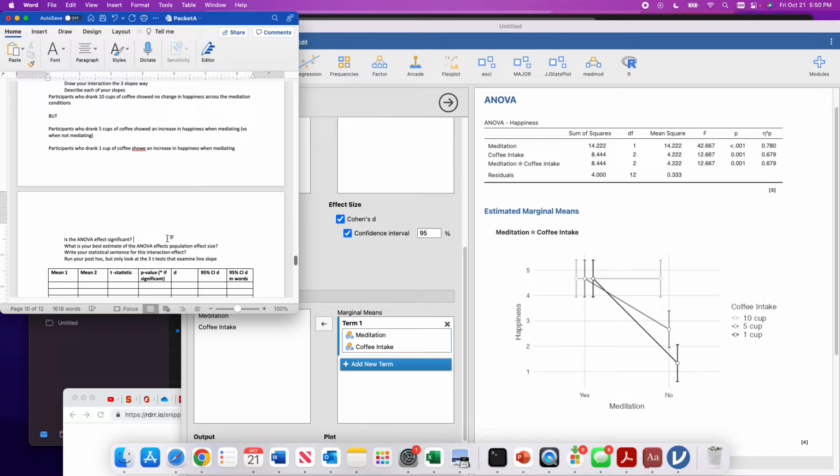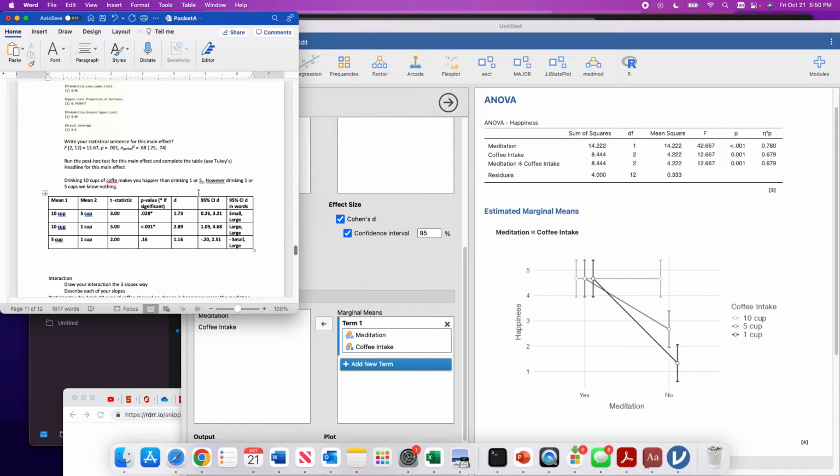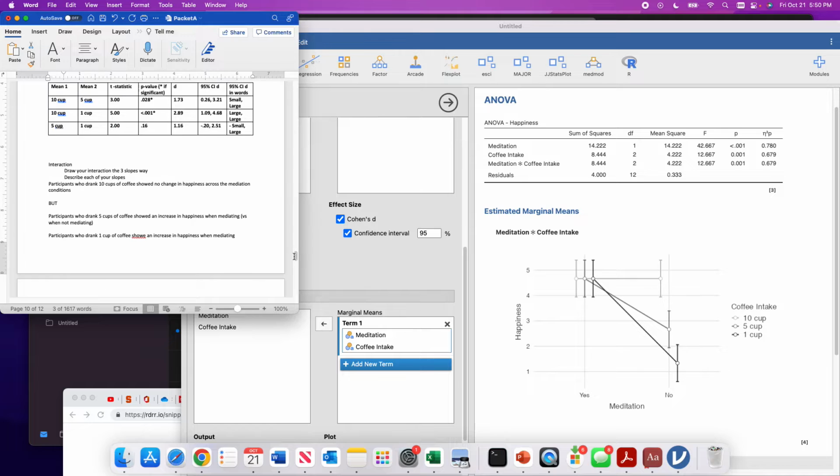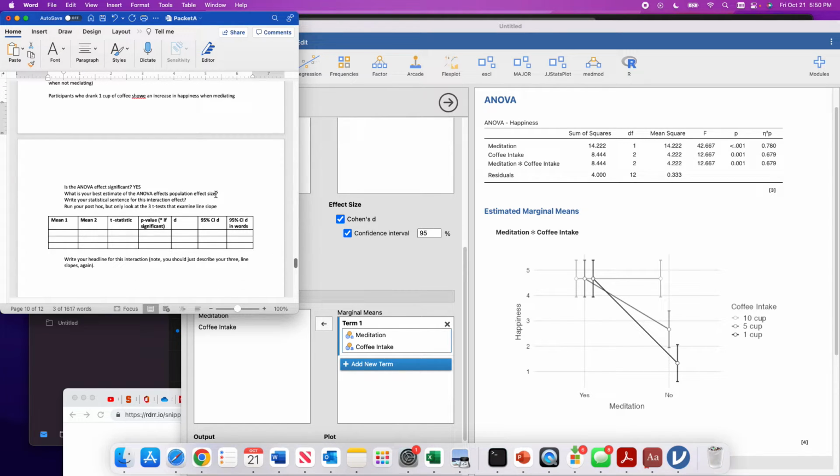Is the ANOVA effect significant? Yes. What's your best estimate of the ANOVA effect's population effect size? So this one's going to require me to go out and do this again. The good thing is though, is that this has 2 and 12 degrees of freedom with an F of 12. And you can see that the partial eta squared is exactly the same. So I'm not going to redo everything I did before. I'm just going to steal my partial eta squared for my previous main effect. There we go. Everything is the same. That's a large effect in the population.